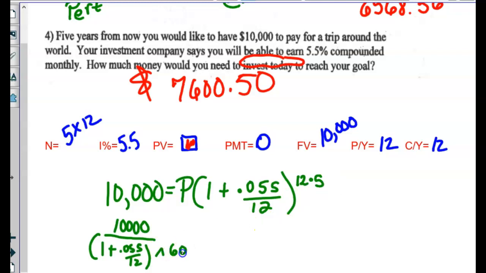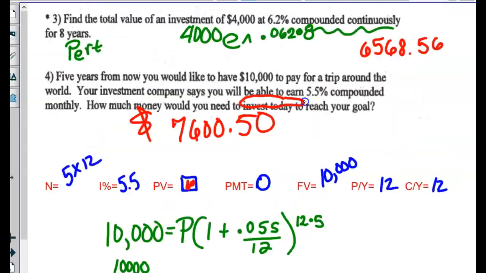12 times 5 is 60. So it would have still gotten this same 7,600 number, okay? So that wasn't a problem that required the app at all. The only time the app is really required is when you're talking about some kind of payments, okay? Just so you're aware that you have to use it pretty much only if you're using payments.